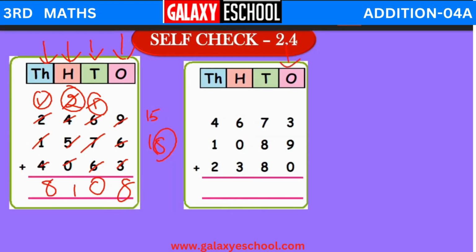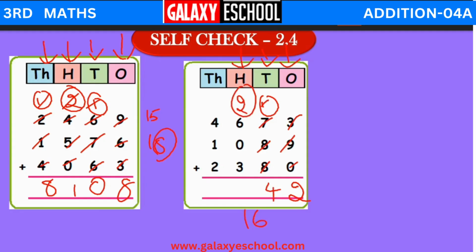Moving on to the second question. Again starting from the ones place, 3 plus 9 becomes 12, 12 plus 0 becomes 12 again. Now how do we write it? 2 will be written here and 1 will be carried. Moving on to the tens place, 1 plus 7 becomes 8, 8 plus 8 becomes 16, 16 plus 8 becomes 24. So 4 here and 2 carried.